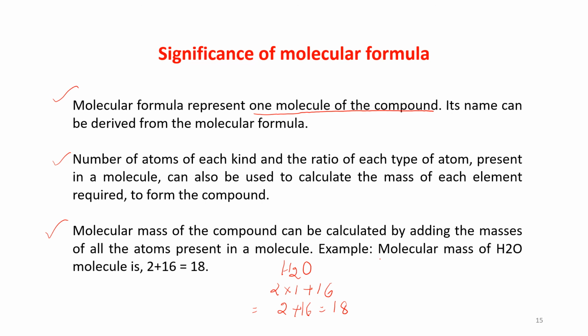Now, suppose you want to find out the molecular mass of CO2. It is having 1 atom of carbon, the atomic mass of carbon is 12, plus 2 atoms of oxygen. Atomic mass of oxygen is 16, so it will be 2 into 16. Okay, so what we are getting, 12 plus 32, which comes to 44. So molecular mass of CO2 is 44. I hope you all have understood.